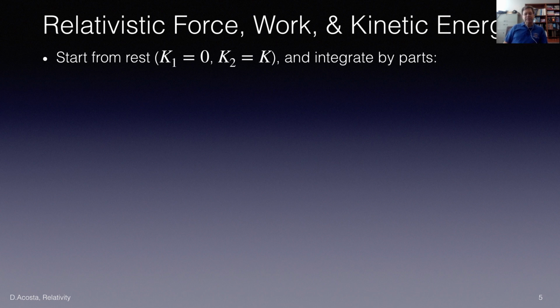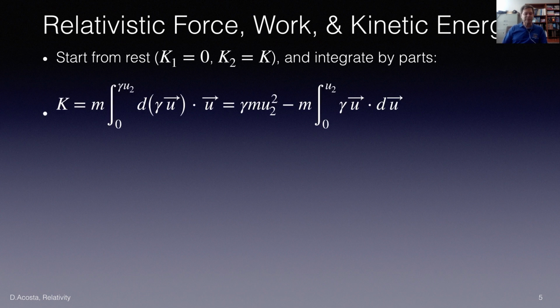All right. As we go from position 1 to position 2, let's start from rest in this example. Let's start with an initial kinetic energy of 0. And so the final kinetic energy, K2, will just be K. That'll be the value we achieve once we've gotten to point 2. And let's integrate that function we had by parts. So this here on the left was the expression we were left with, d of gamma u dotted with u.